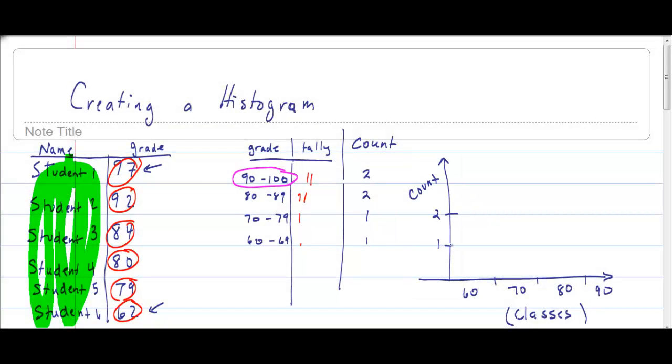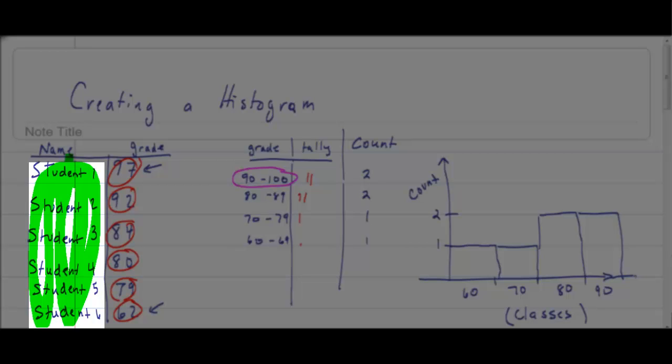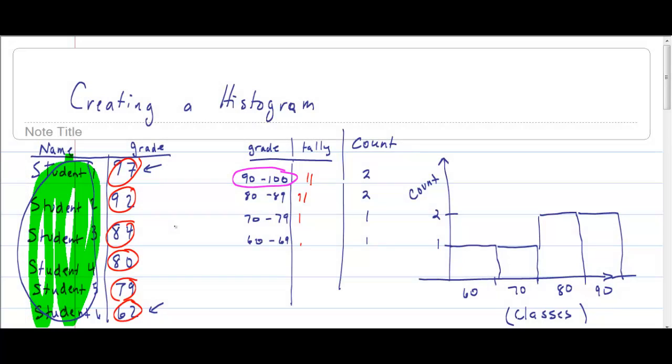In this case, it's going to be a pretty boring histogram, but that's okay. This is what my data came up with. And that's my histogram for the data. Again, notice I haven't used at all the students' names. I only care about their grade, and those grades got tallied in my different classes.